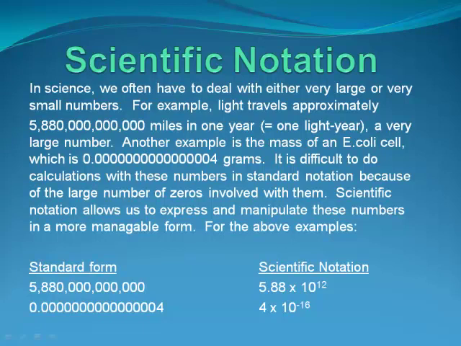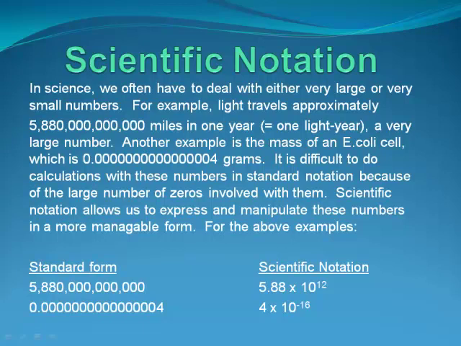Okay, so we're going to move on to a new topic, scientific notation. In science, we often have to deal with either very large or very small numbers. For example, light travels approximately, oh gosh, let's see, that would be thousands, millions, billions, trillions, I guess, 5,880,000,000,000 miles in 1 year, which is 1 light year. A very large number, you would agree.